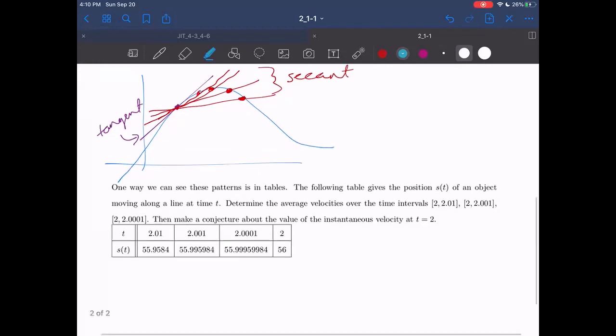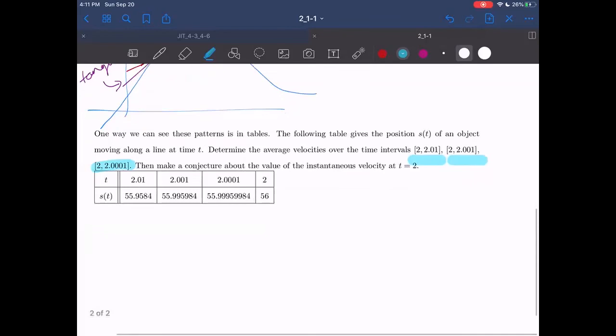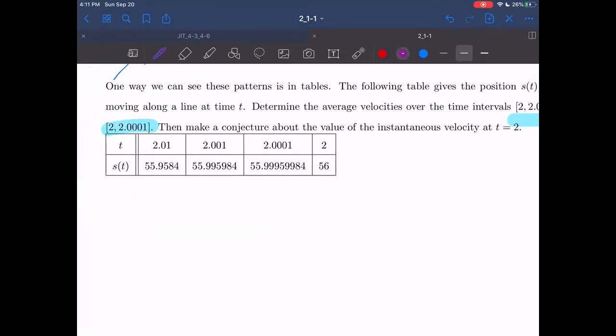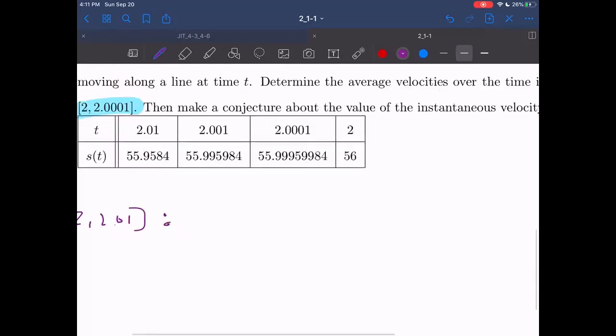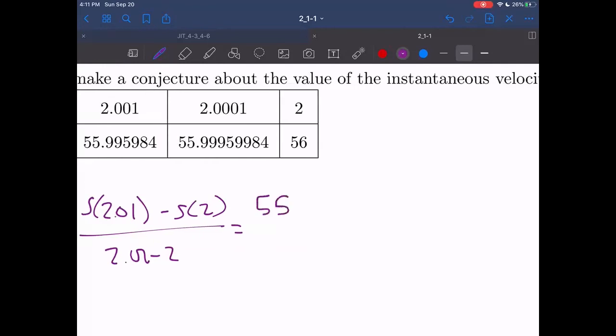As we calculate the average velocities for each of these time intervals, if we see that they're getting close to a specific number, then that's going to be our instantaneous velocity. So we'll first do 2.01, our largest time interval. That's going to be s of 2.01 minus s of 2 over 2.01 minus 2. So that'll be 55.9584 minus 56 divided by 0.01, which would be negative 4.16.